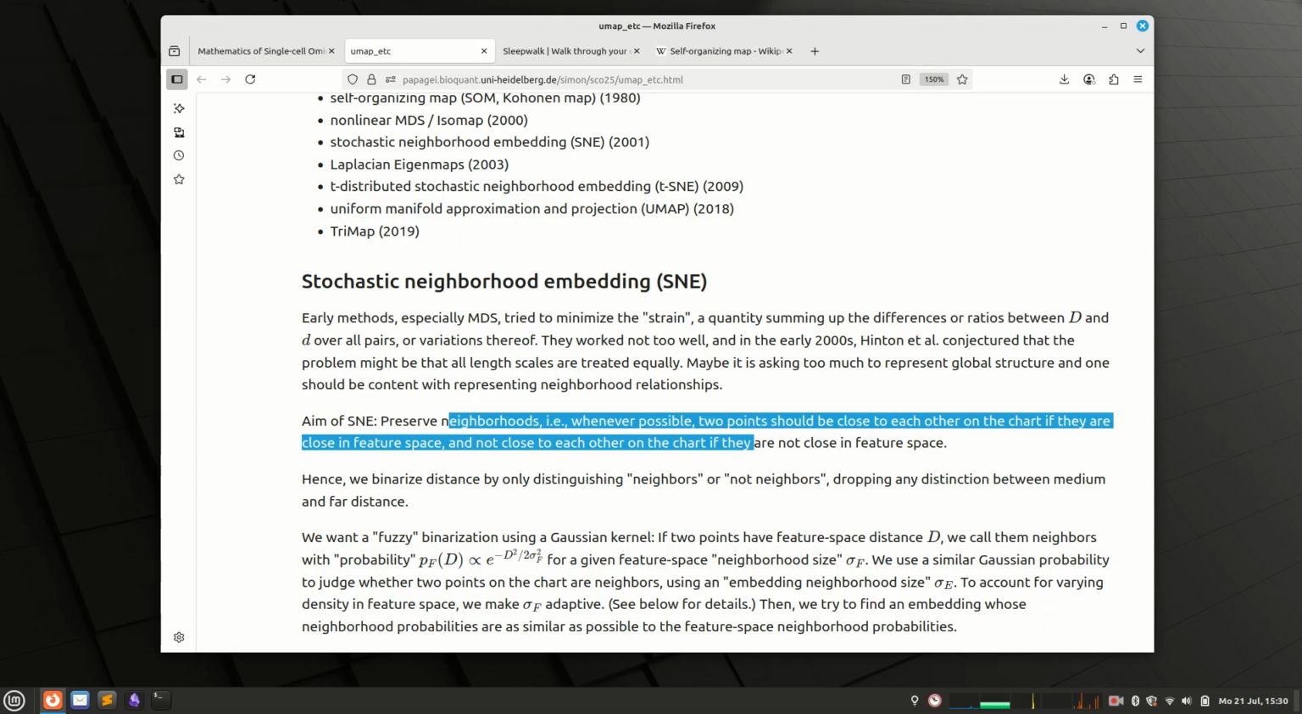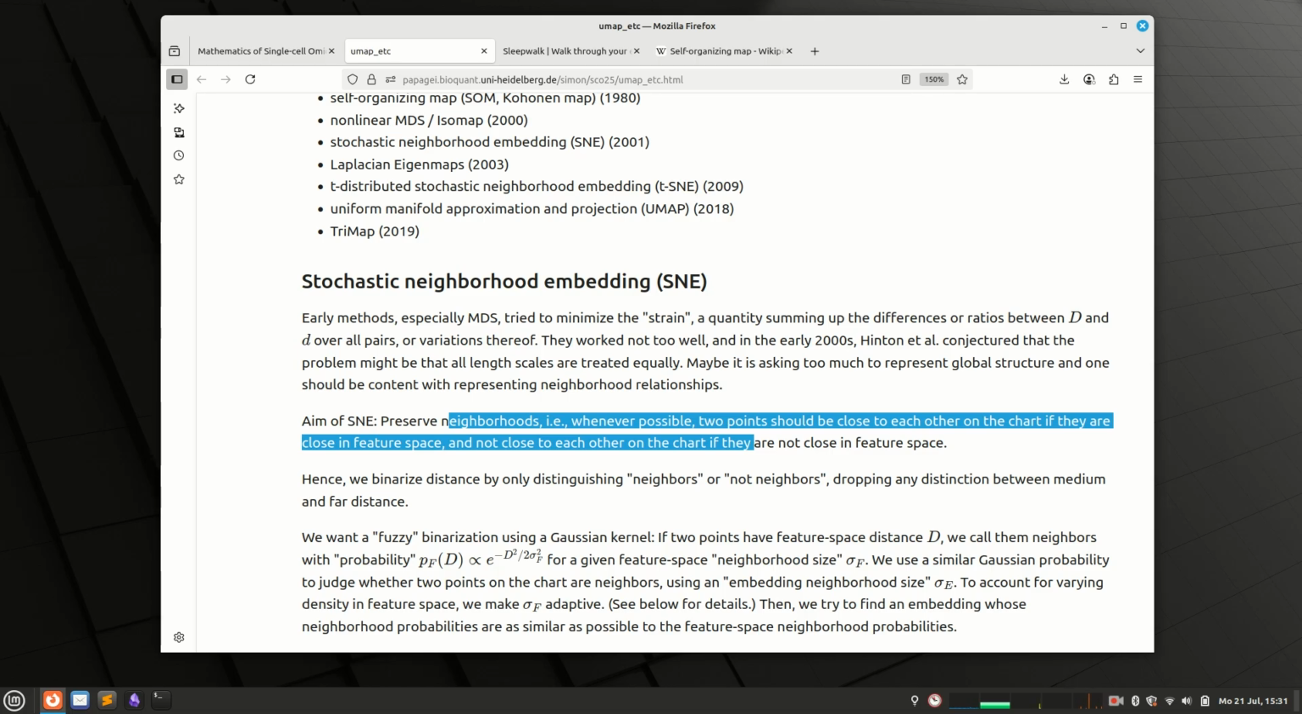And then we use this in the feature space to define what they consider neighbors. For each pair of points, they get a neighborhood score or neighborhood probability, which is a value between 0 and 1, taken from such a Gaussian. And on our chart, we do the same. Two points on the chart are also considered neighbors if they sit close to each other, and the neighborhood score is calculated with a Gaussian kernel.